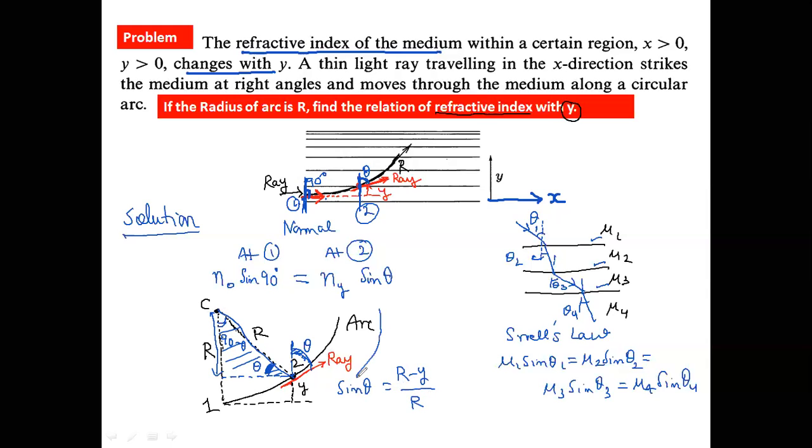You substitute this sine theta here, and now the refractive index in terms of y will be obtained. Finally you will get the refractive index at a height y equals n naught times r over r minus y. So this was the answer to the question: the refractive index at height y is n naught r over r minus y.